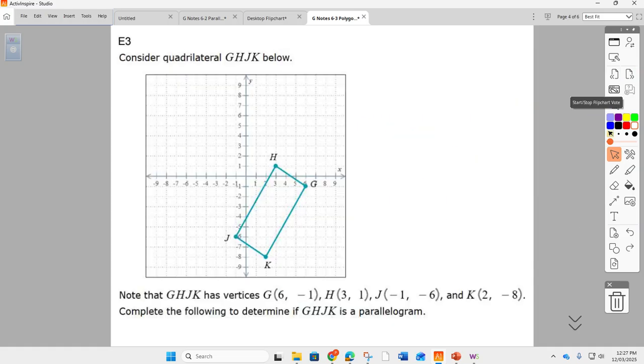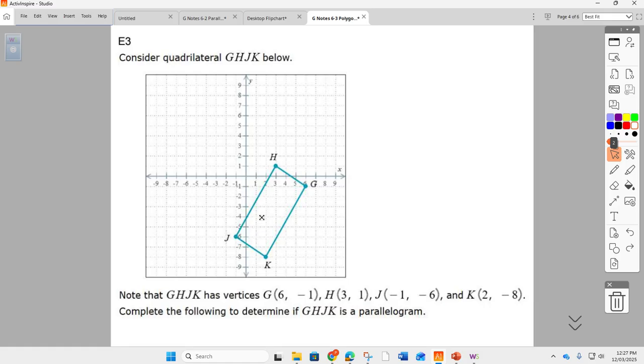What if they give us a figure? The quadrilateral looks like a rectangle. The rectangle has opposite sides that are congruent and four right angles. A rectangle is a parallelogram, but we have to be able to prove that this is a parallelogram.